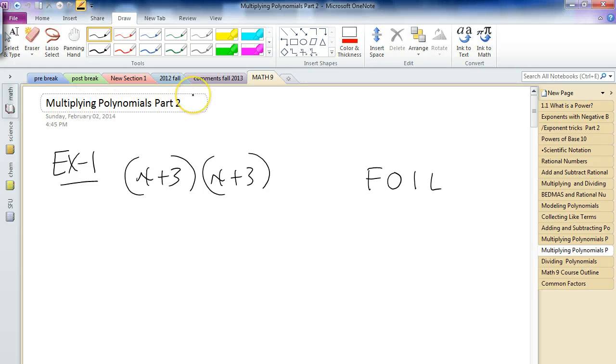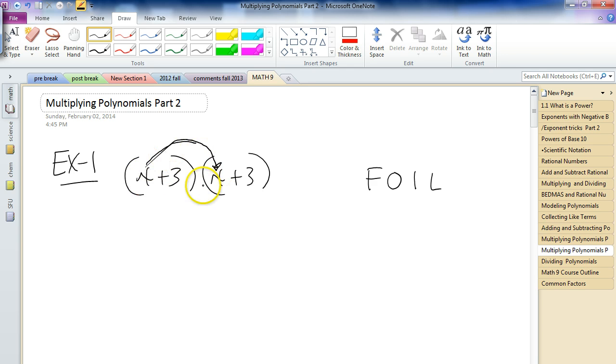Multiplying polynomials, part 2. Here's something that you learned in the last lesson: x plus 3 times x plus 3, a binomial. We're going to use the FOIL method first: first, outside, inside, last. You can use the algebra tiles if you want, but you should try to wean yourself off of them and be able to do it this way.